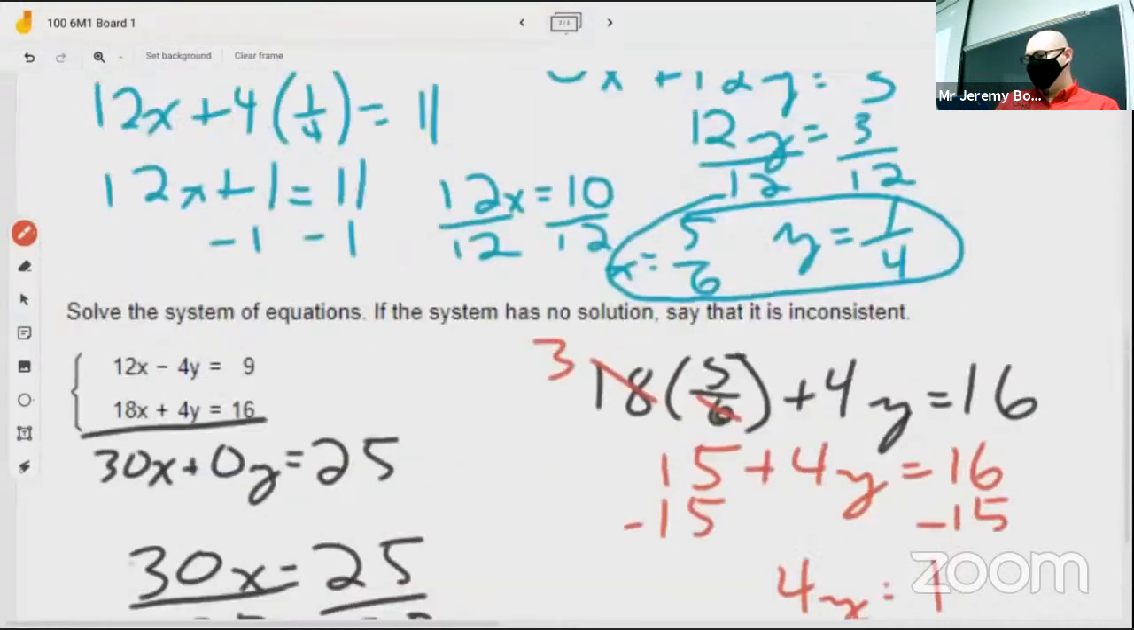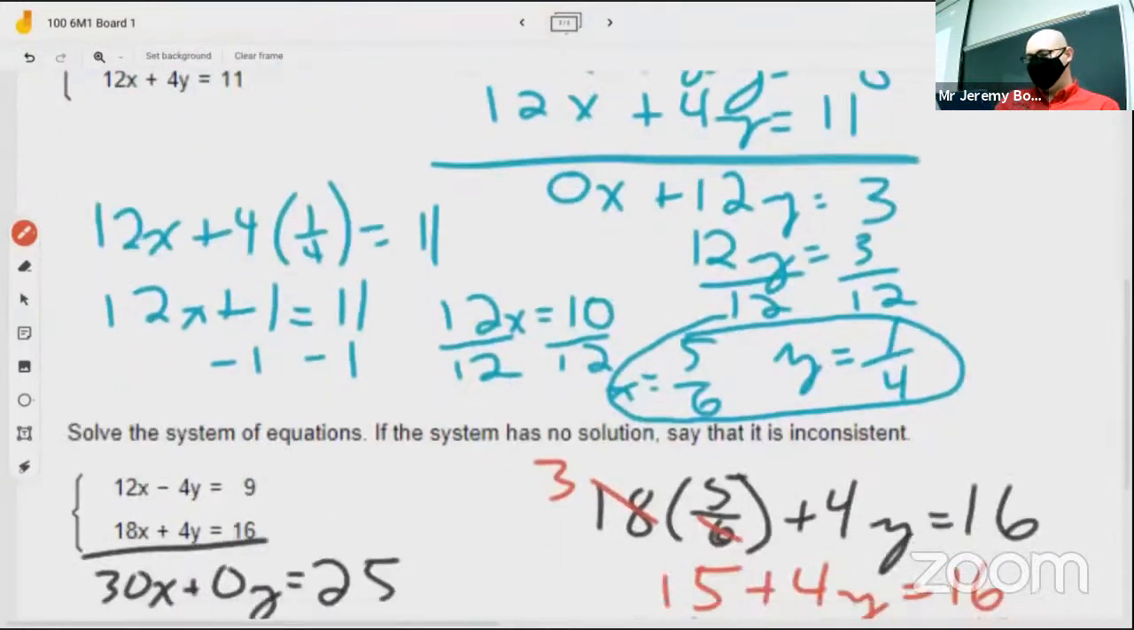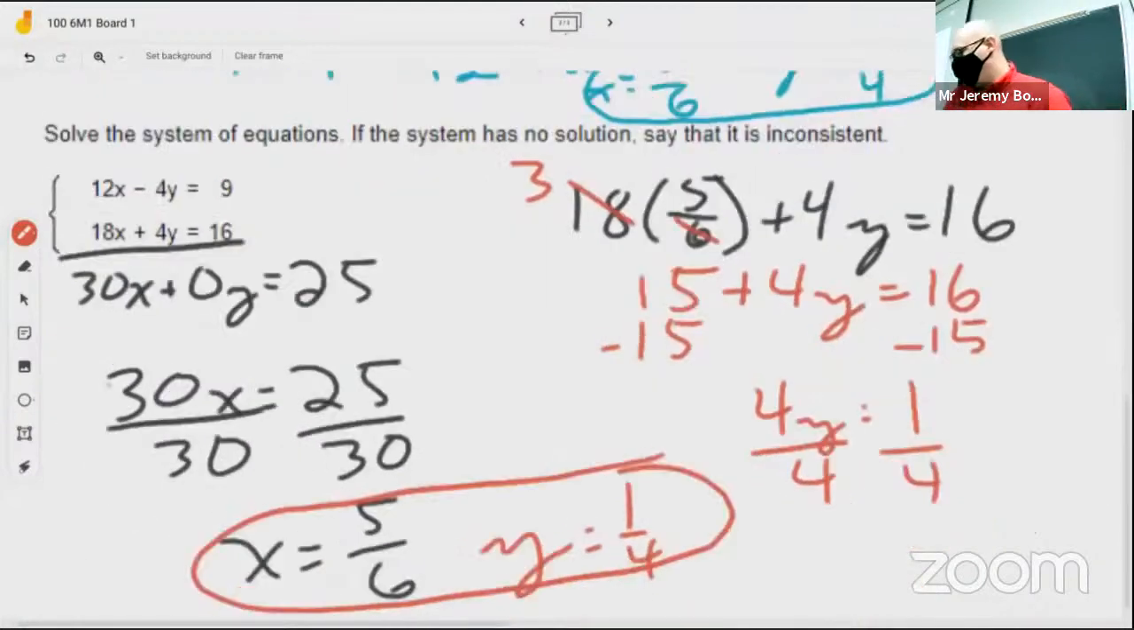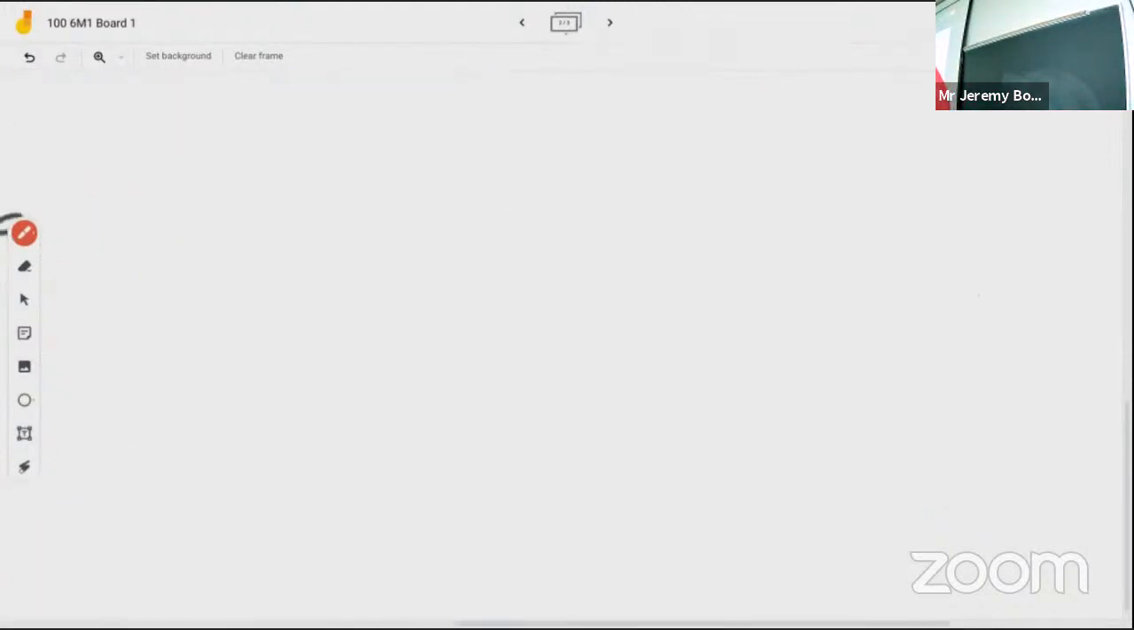Now, are those problems the same problem? No, they're slightly different. It's interesting. They both intersect at the same point. Any questions on that one? What's this one?